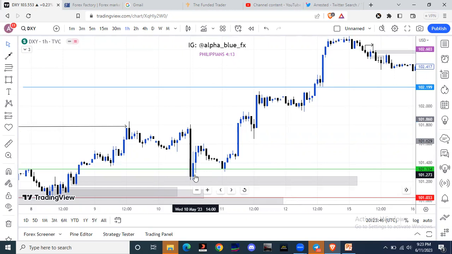So this is the ideology behind the concept of inefficiency. People know this and they use it as their confluence to trade. So the idea is that price will always want to come and fill in this inefficiency before it continues moving in the direction it wants to move.